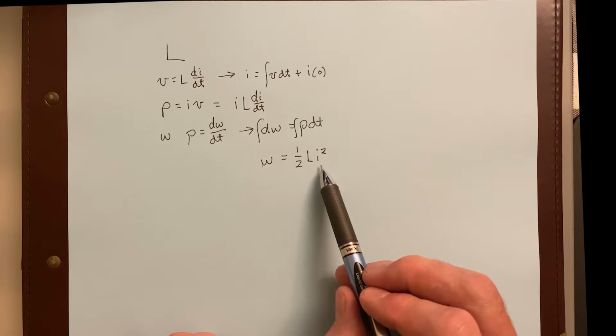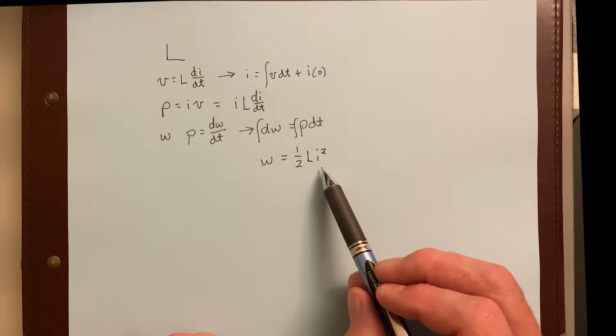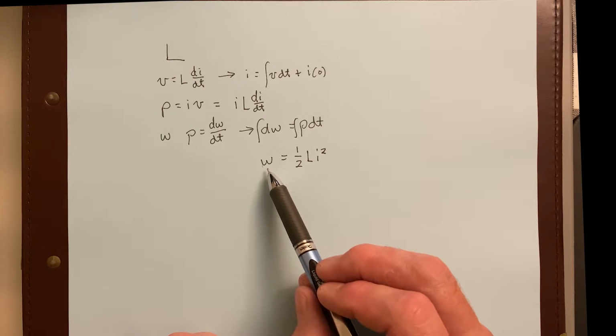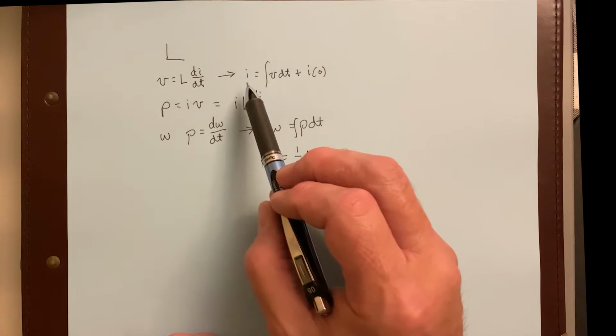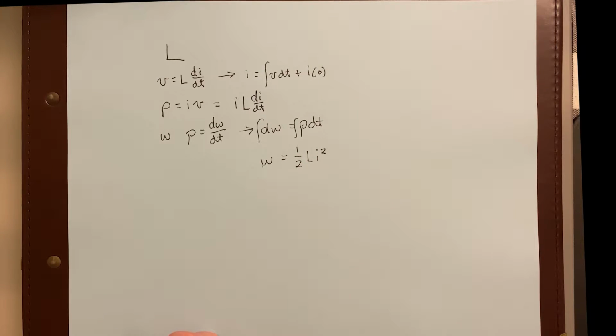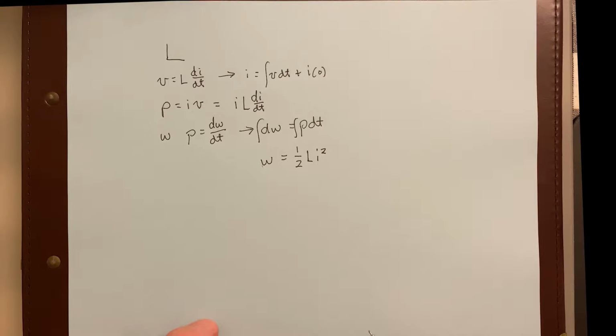Now, I is a function of time. You can see that from this up here. So that means energy is going to be a function of time. Power is also going to be a function of time. The voltage and the current are also going to be functions of time. So an inductor, unlike a resistor, is going to have time-varying quantities. All of these quantities are going to be time-varying.